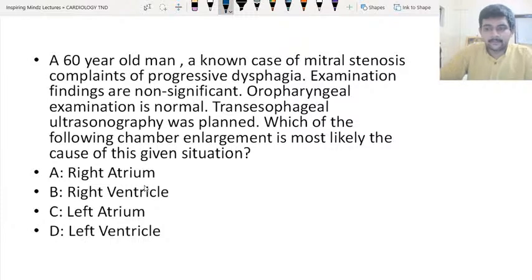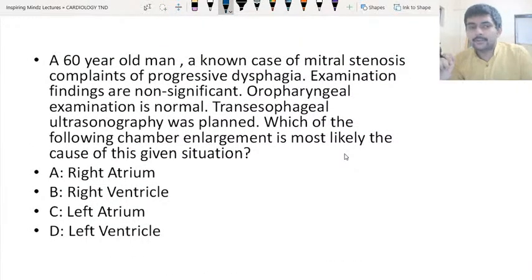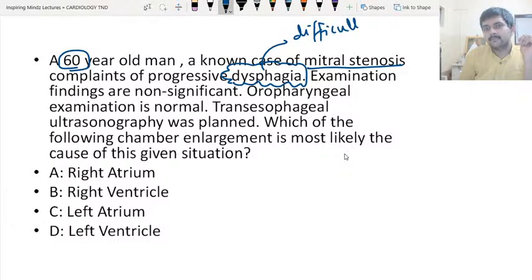Okay, great. Fine. So now let's go to the next question. The second question is a 66-year-old man who is already a known case of mitral stenosis, right? So you have an old aged individual who already has mitral stenosis, and then he has come with dysphagia. Dysphagia means, I'm going really very basic, it's nothing but difficulty in swallowing.